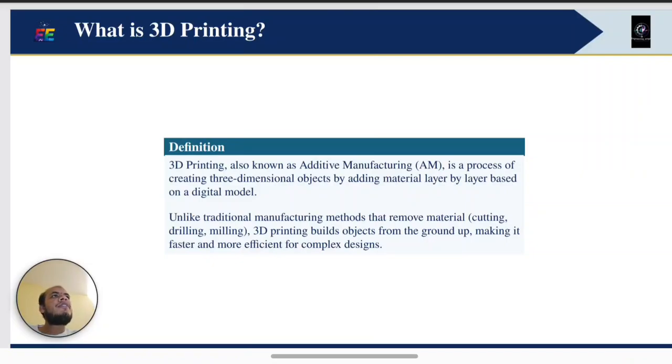The process is that a computer first creates a digital model of the object, and then the printer follows the design and deposits the material layer by layer until the object is complete. So it is completely working on the principle of layer by layer.